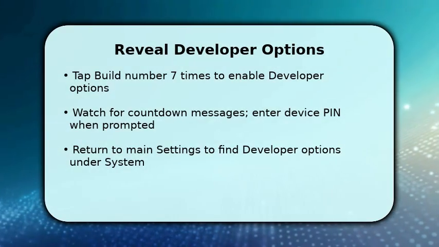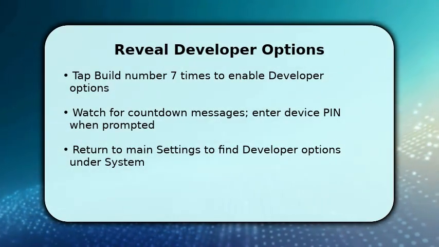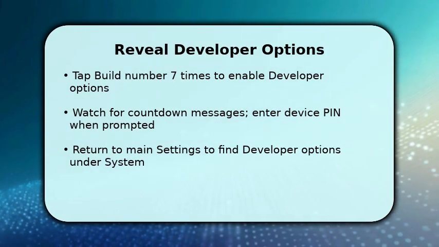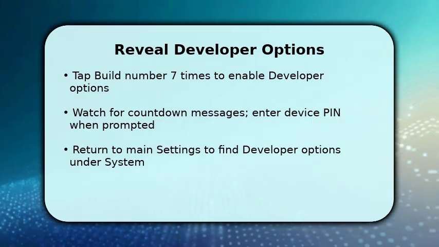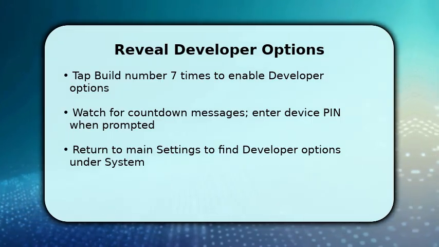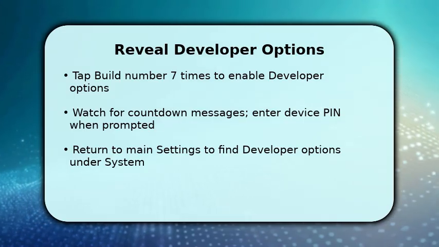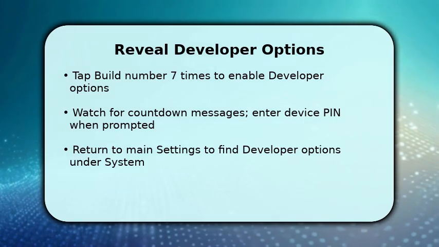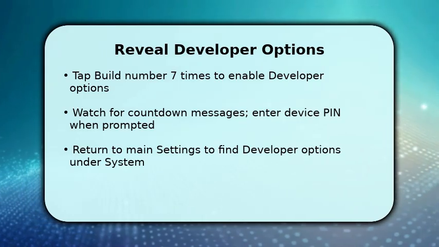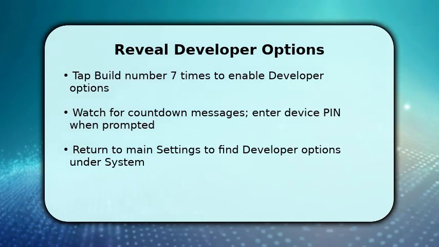You will now reveal the options. Tap build number 7 times, you'll see progress messages and may be asked for your device PIN, enter it when prompted. Once the system confirms you are a developer, go back to Settings and Open System, then locate Developer Options. Inside, toggle the main switch to enable developer mode.